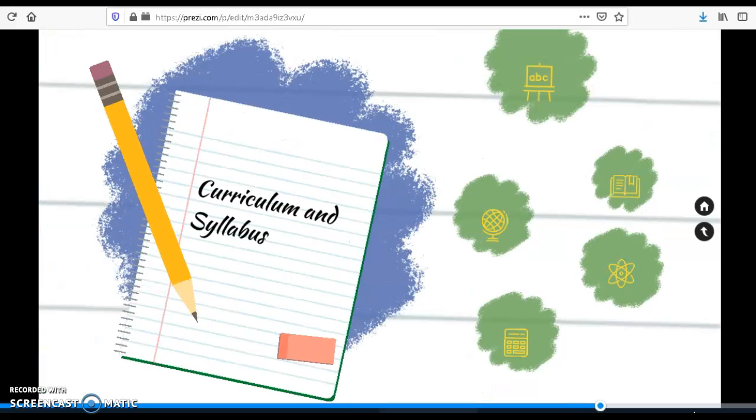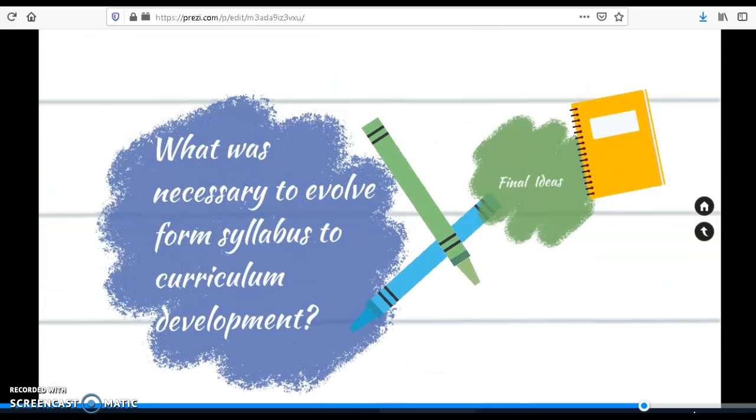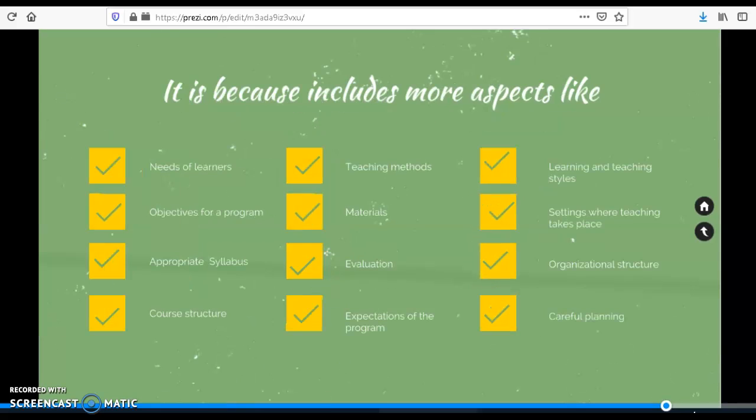So, what was necessary to evolve from syllabus to curriculum development? It is because it includes more aspects like needs of learners, objectives for a program, appropriate syllabus, course structure, teaching methods, materials, evaluation, expectation of the program, learning and teaching styles, settings where teaching takes place, organizational structure, and careful planning.